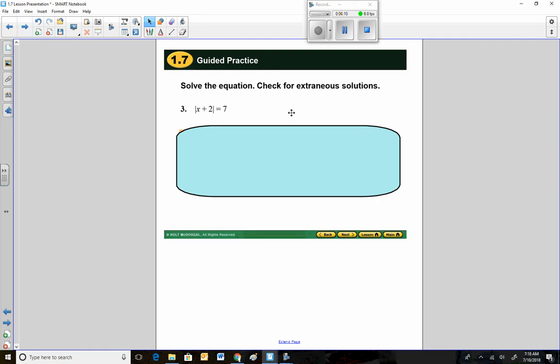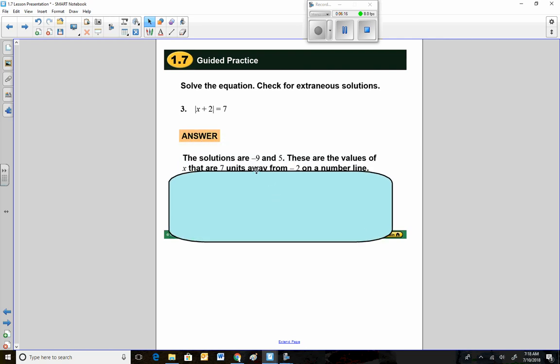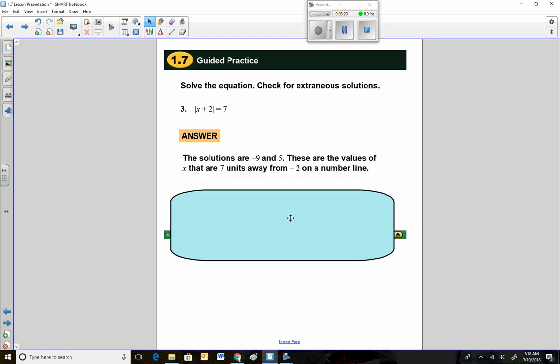Pause your video. Try this. Welcome back. Let's take a look at this. When you do your math, you get negative 9 and 5 as your solutions. And these are the values of x that are 7 units away from negative 2 on the number line.